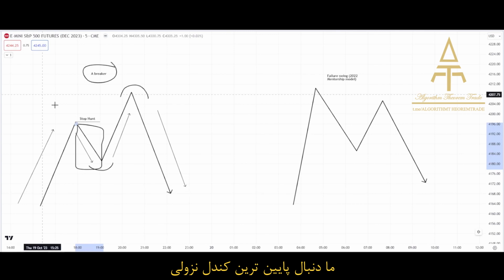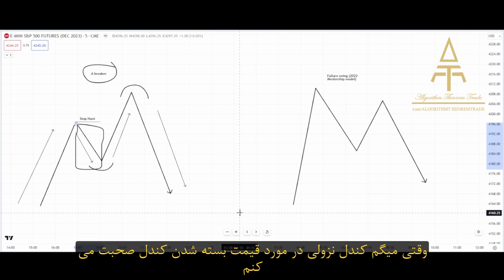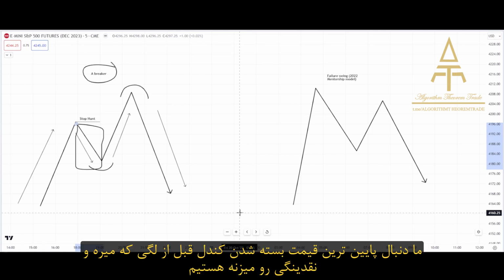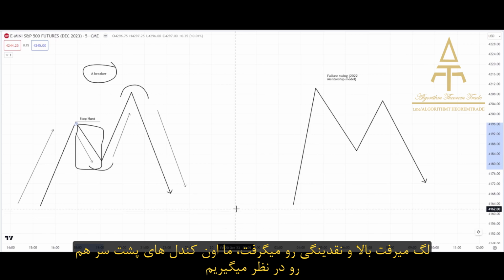We are looking for the lowest down closed candle before the leg up that took liquidity. When I'm referring to down closed candles, I'm referring to closing price. We are looking for the lowest closing price before the leg up that took liquidity. If there are consecutive down closed candles to the lowest down closed candle before the leg up that took liquidity, we're using the consecutive candles.